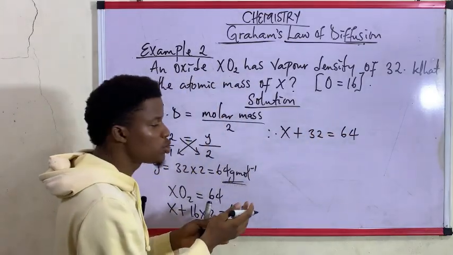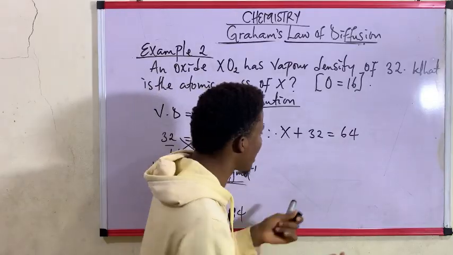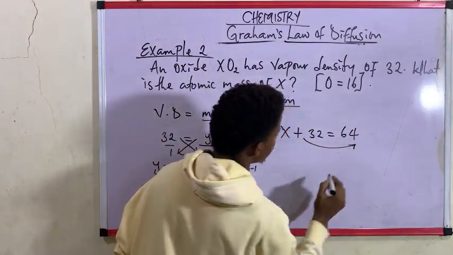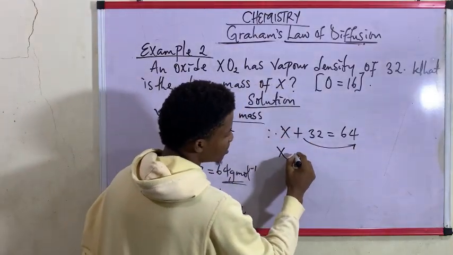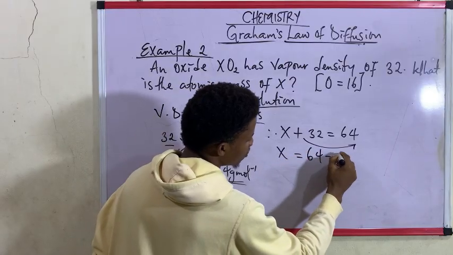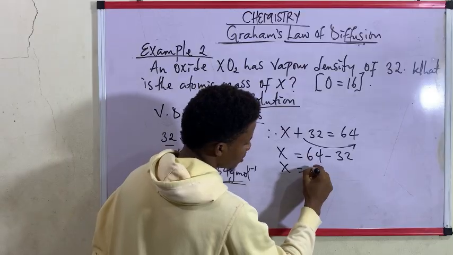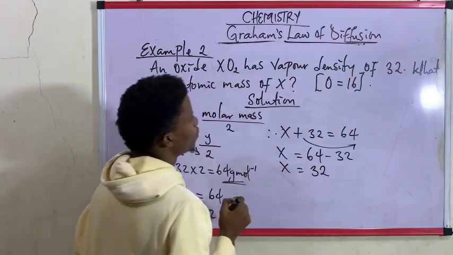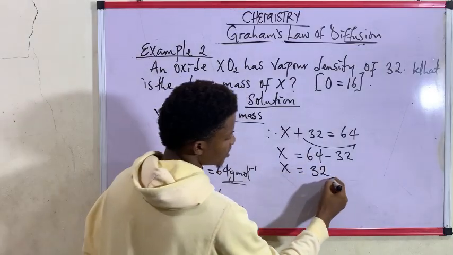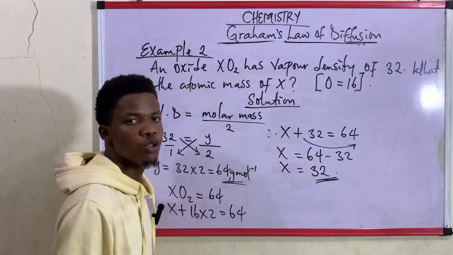At this point, what do we do? We simply collect like terms. So when we move plus 32 this way, we have X equal to 64 minus 32. 64 minus 32, that is X equal to 32. So the atomic mass of X is 32.